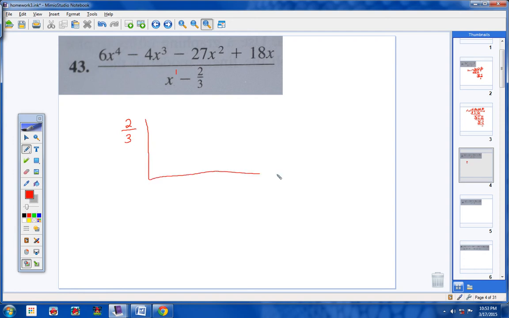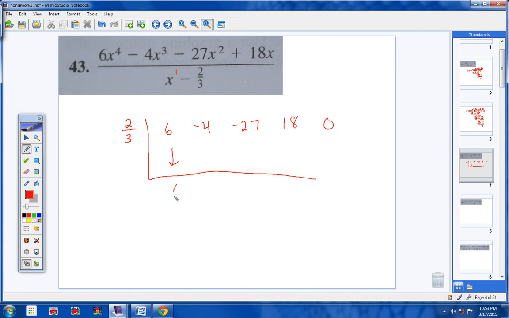Now, next, you look at this number here, your dividend, make sure that it's in standard form, and see if you have to add these zeros. 4, 3, 2, 1. There's no constant term, so we will have to put a 0 here on the end. So we're going to go 6, negative 4, negative 27, positive 18, and then a 0.